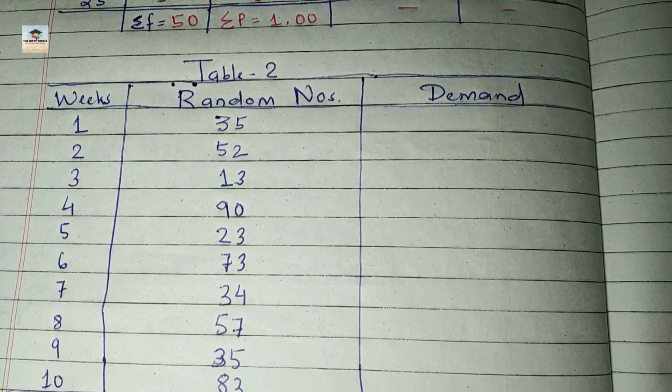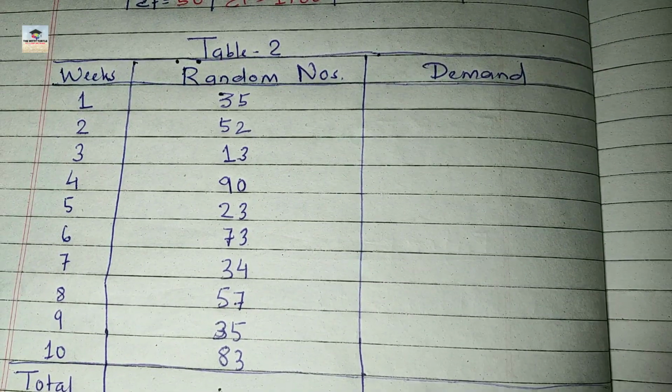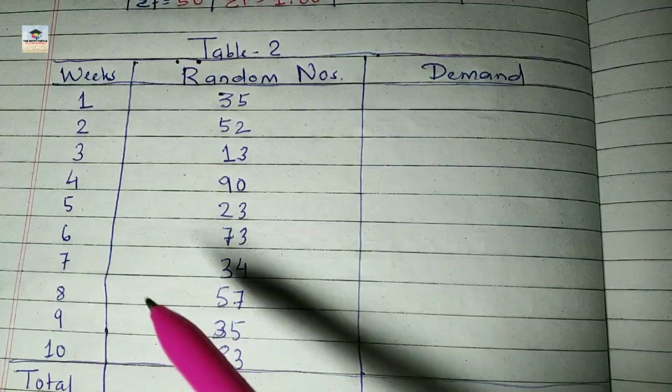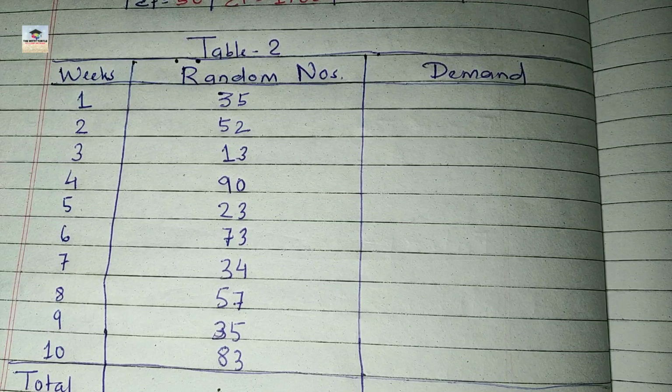Coming to table number 2. Table number 2 में आपको क्या करना है? Weeks are given to you and also the random numbers for all the 10 weeks are given to you. And now simply you need to calculate the demand. How will you calculate the demand?